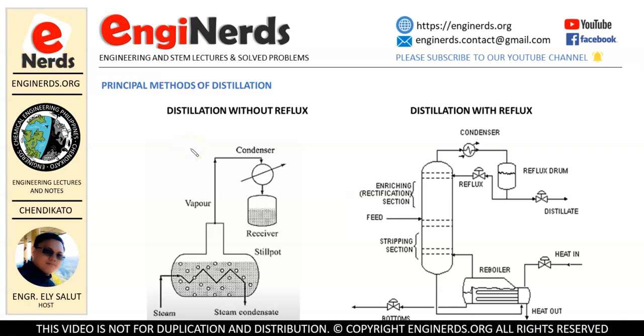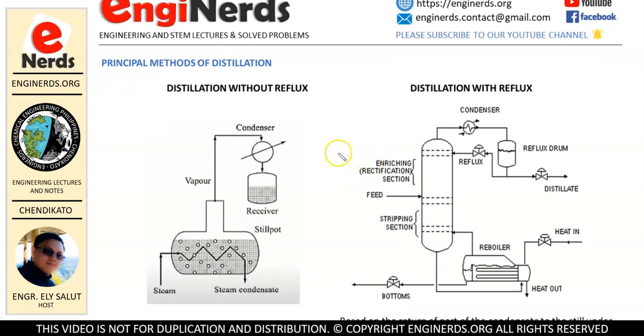Okay, so in practice, there are two principal methods of distillation. As you can see on our screen, we have distillation without reflux and distillation with reflux. In our first method, as you can see, this is based on the production of our vapor by boiling our liquid mixture. In this case, we are using steam as a source of our heat. And then our vapor is condensed and collected in our receiver.